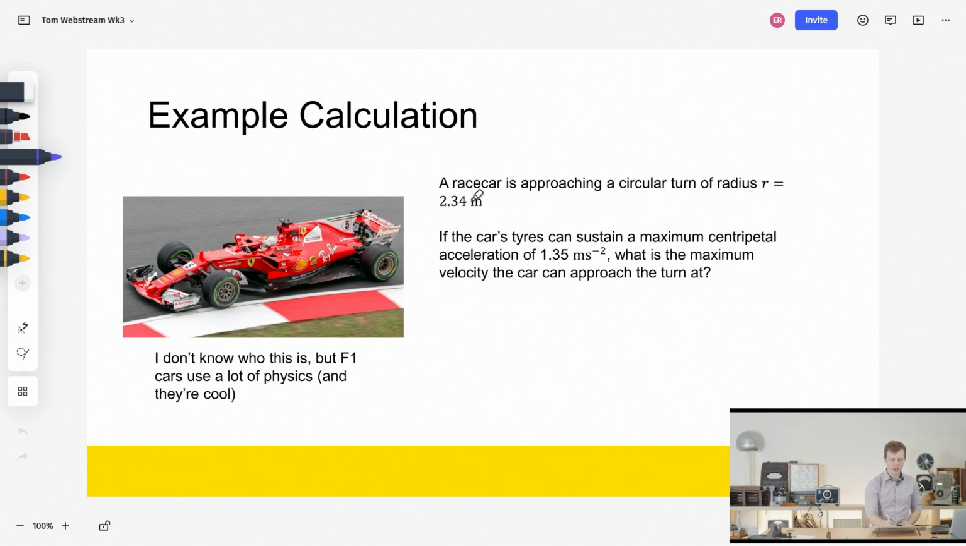A race car is approaching a circular turn of radius 2.34 meters. The car's tires can handle a maximum centripetal acceleration of 1.35 meters per second squared. What's the maximum velocity the car can turn at? So we write out our equation, we write out our known quantities, and then we search for our unknown quantities.